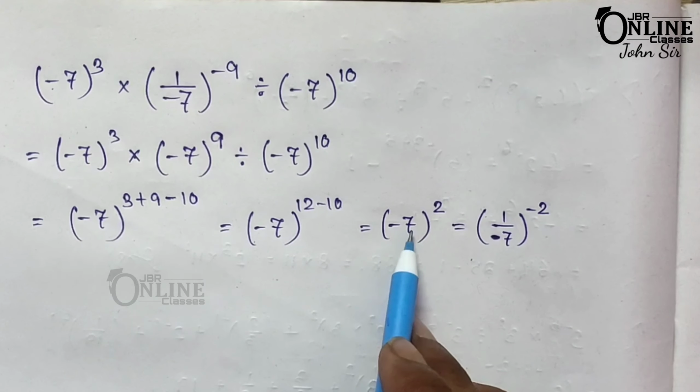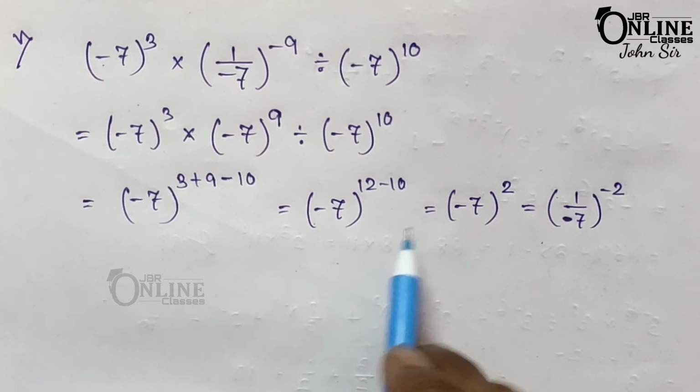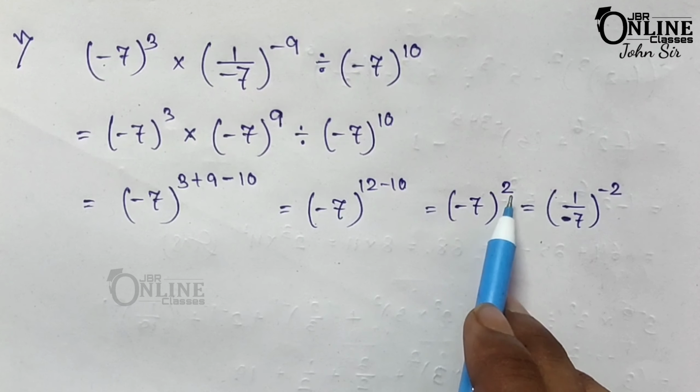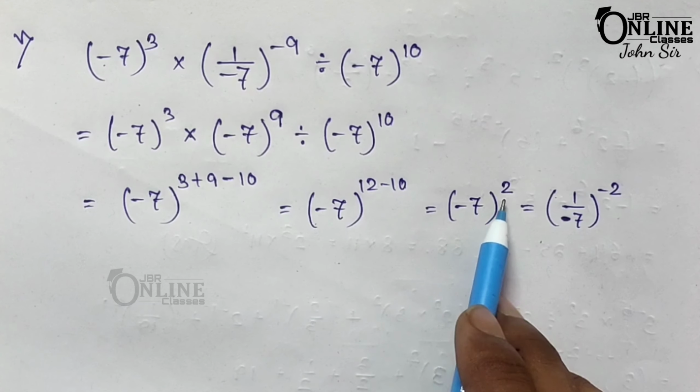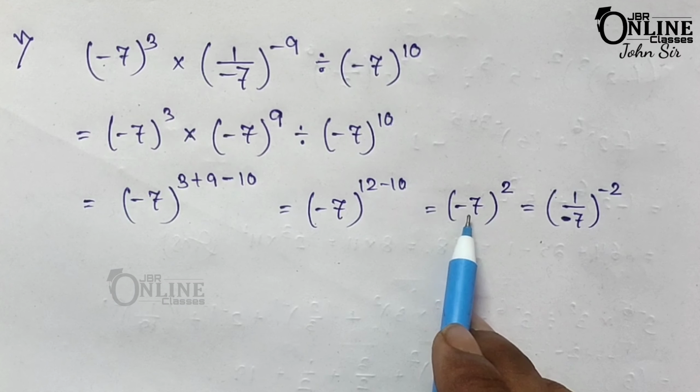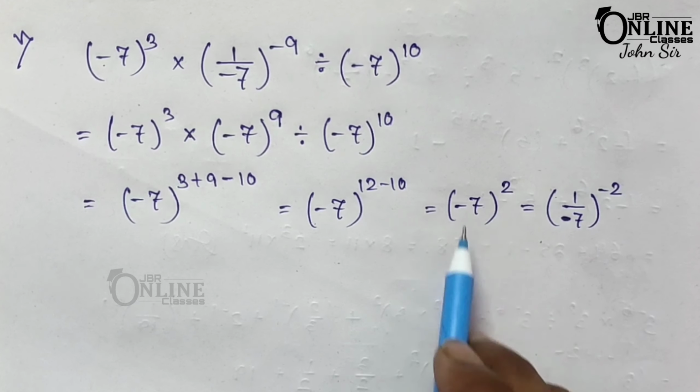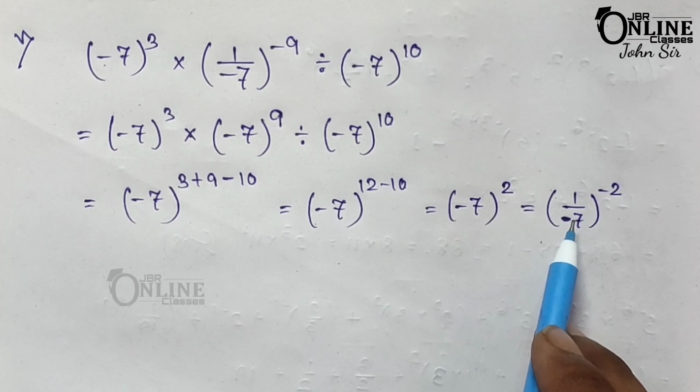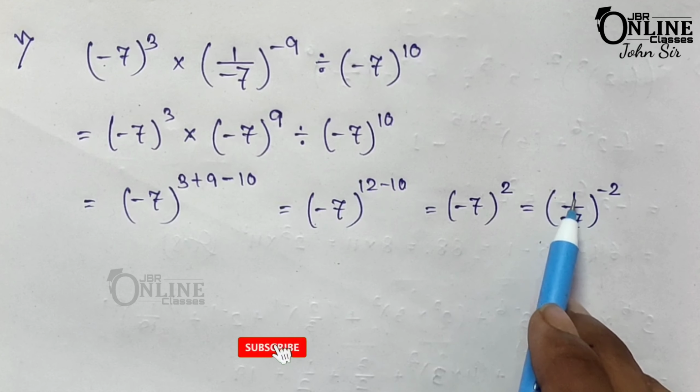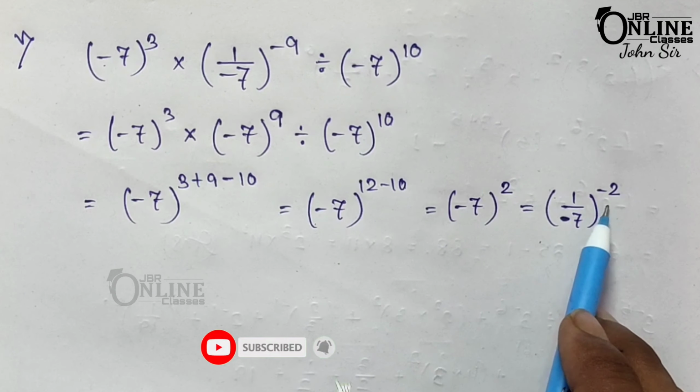So that means minus 7 whole to the power 2. So here minus 7 whole to the power 2, as here 2 is an even number, that's why you can write here 7 to the power 2 also. So 7 to the power 2, now the negative exponent of this one is equal to 1 by 7 to the power minus 2.